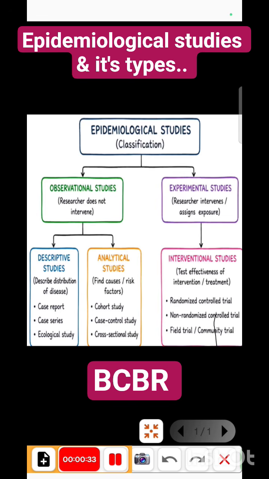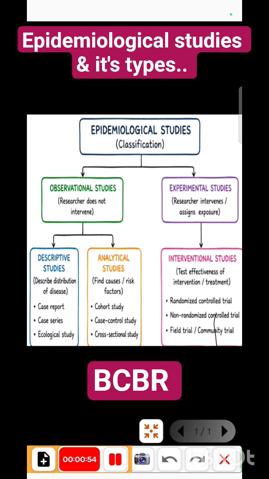population. So in simple words, epidemiological studies study the distribution or occurrence of disease, and they also study the determinants, that is the risk factors and the causes of the disease. These epidemiological studies are broadly divided into two categories: the observational study and the experimental study.